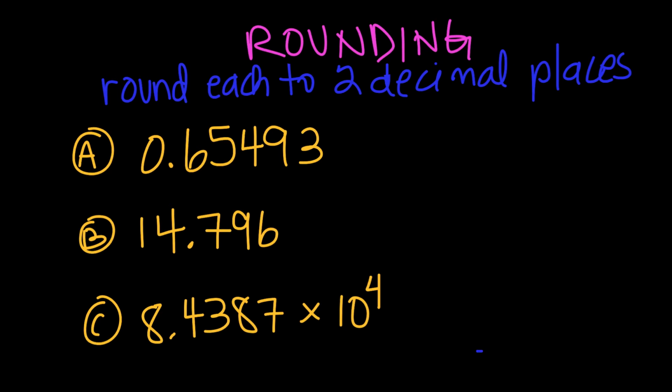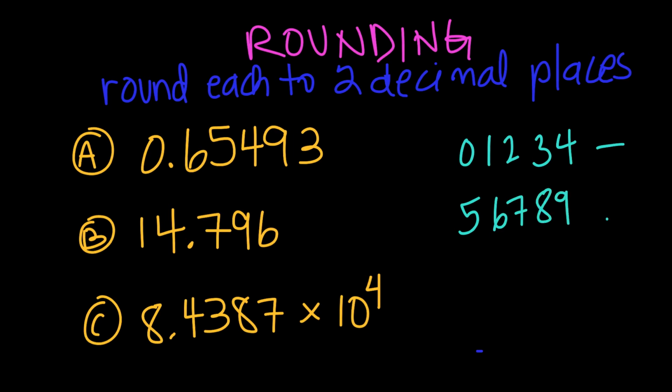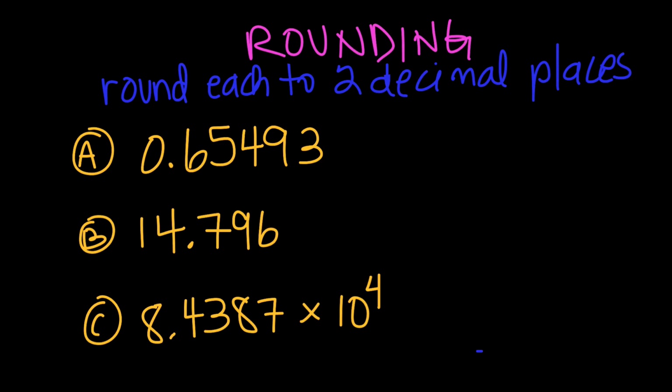Remember, if the number directly to the right of where you're rounding is a 0, 1, 2, 3, or 4, you're just going to keep the previous number the same. You're not going to do anything differently. If the number directly to the right of the number to be rounded is a 5, a 6, a 7, an 8, or a 9, that's when you're going to round the previous number up by 1.